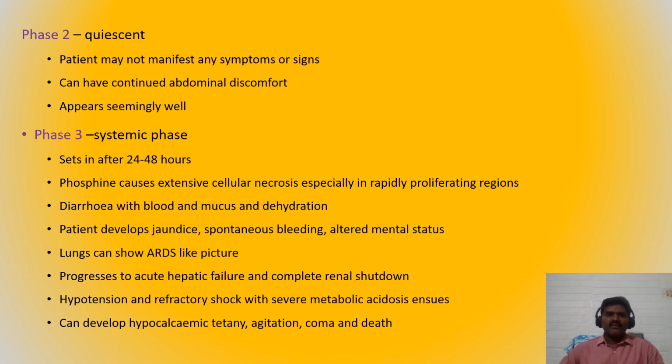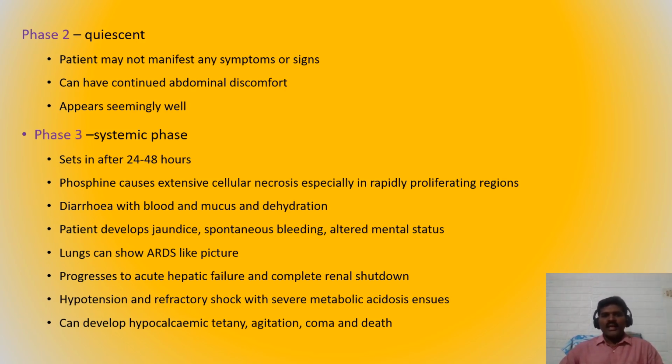Phase 3, wherein the toxin has spread throughout the body, also called the systemic phase, sets in after 24 to 48 hours. The release of phosphine gas, which causes extensive cellular necrosis, as described earlier, and diarrhea with blood and mucus with severe dehydration can result. The patient may develop jaundice, spontaneous bleeding, and altered mental status, which is because of the hepatic encephalopathy.